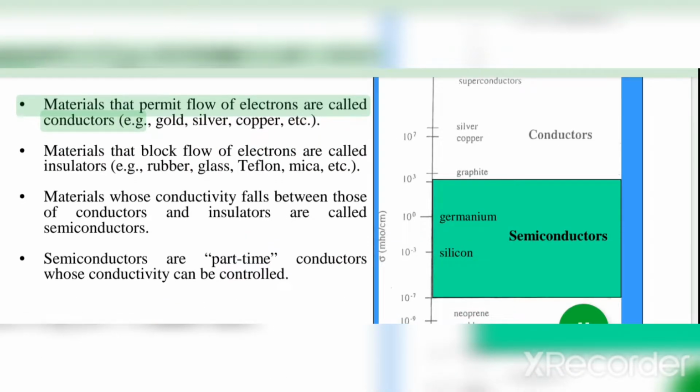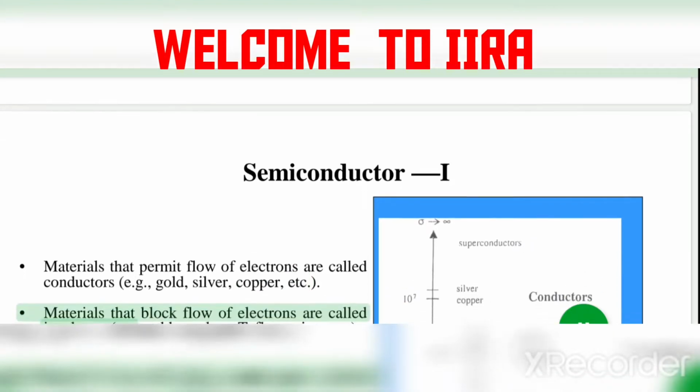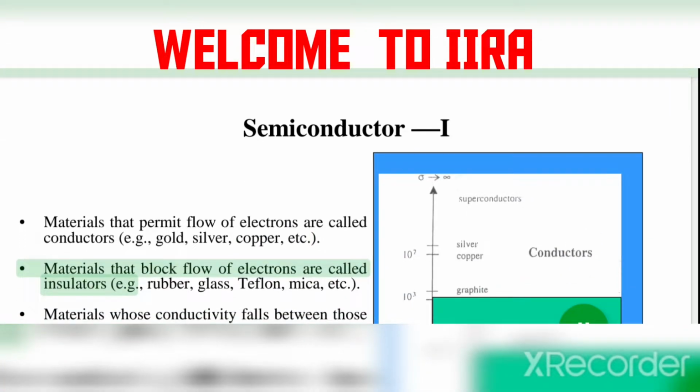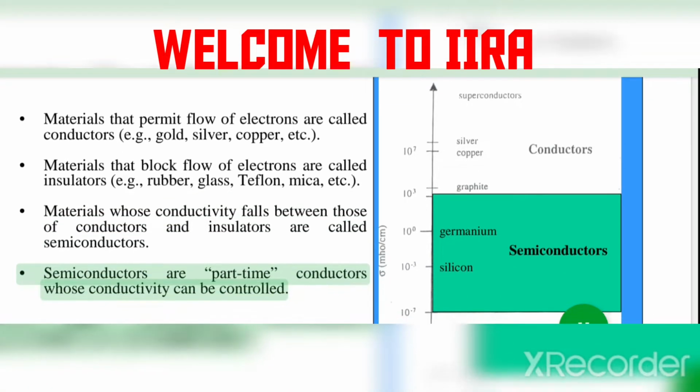Basic electronics: Semiconductors I. Materials that permit flow of electrons are called conductors, e.g., gold, silver, copper, etc. Materials that block flow of electrons are called insulators, e.g., rubber, glass, Teflon, mica, etc. Materials whose conductivity falls between those of conductors and insulators are called semiconductors. Semiconductors are part-time conductors whose conductivity can be controlled.